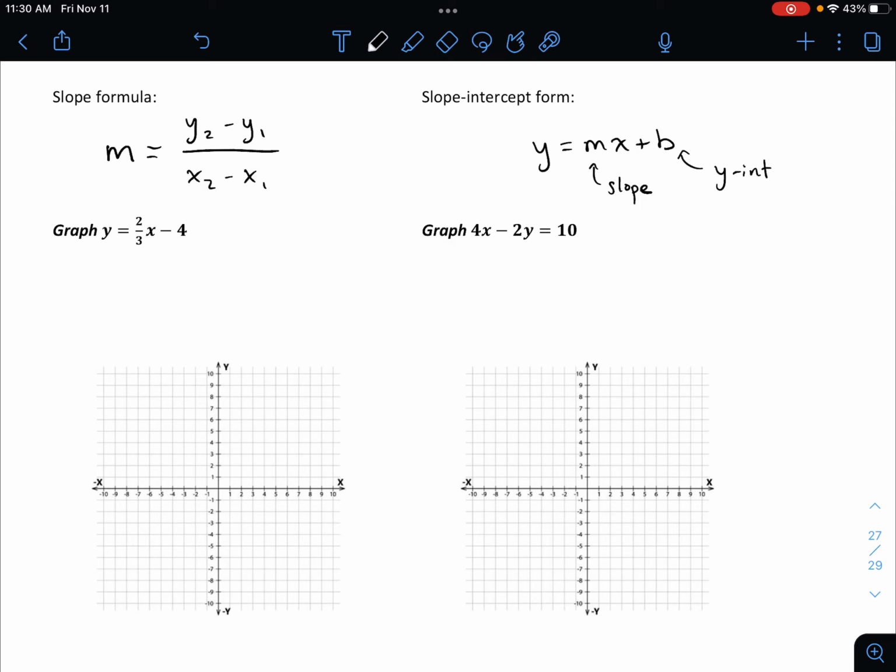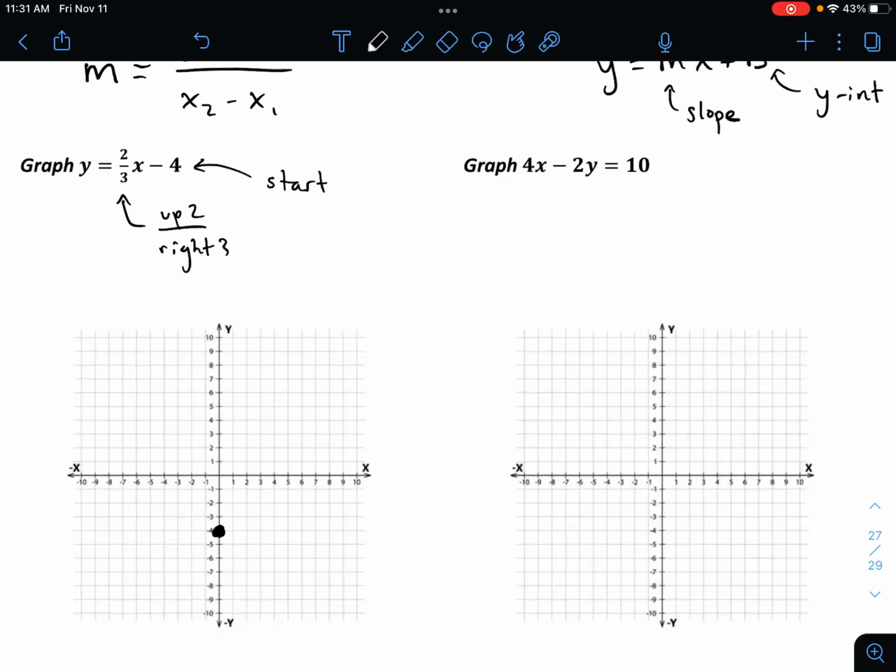So if we're asked to graph this first equation here, we can see that my slope is 2/3. So I have to go up 2 and right 3. And then I can see my y-intercept is -4. So this is where I have to start on the y-axis. I'd start at -4. We just put that dot right there.